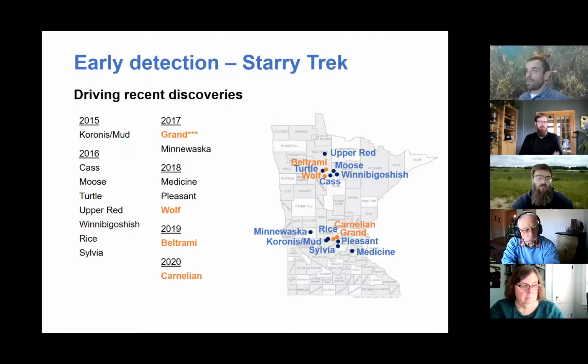And since we started this program, it's really been driving the discoveries of Starry Stonewort in the state. So we have about 15 known populations, and 4 of those have been found in recent years through volunteers conducting this simple search effort, including Grand Lake in our first year, that case where I showed the hand pulling.